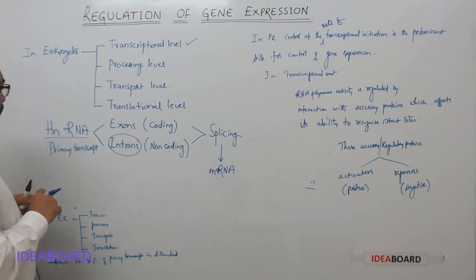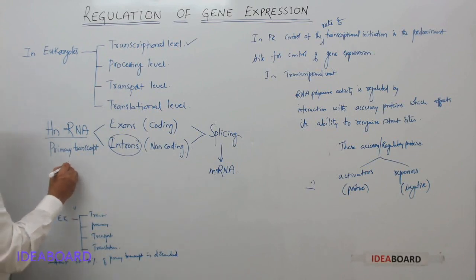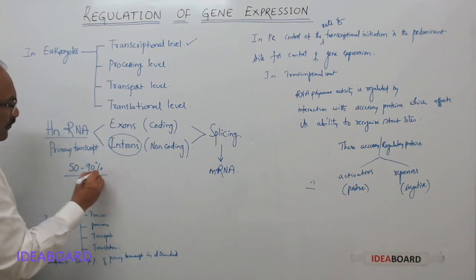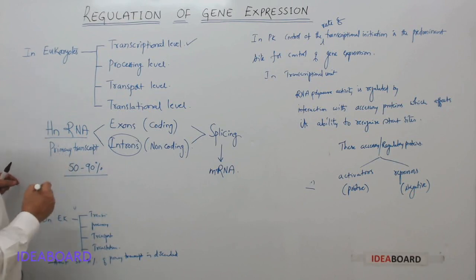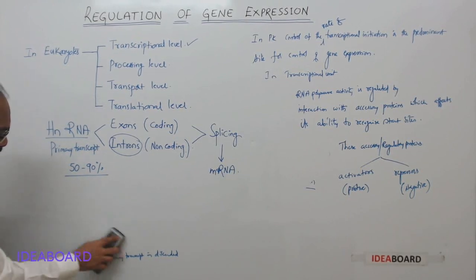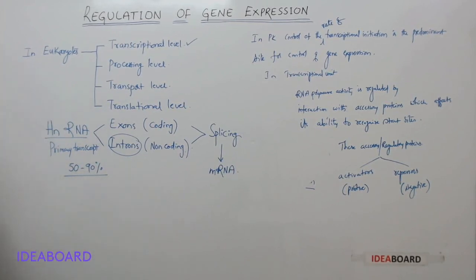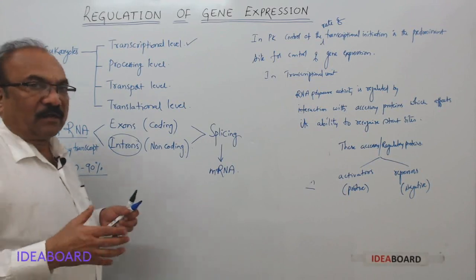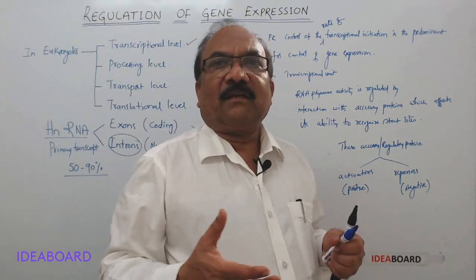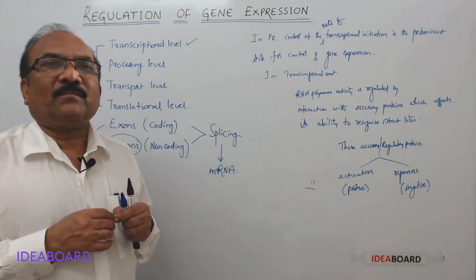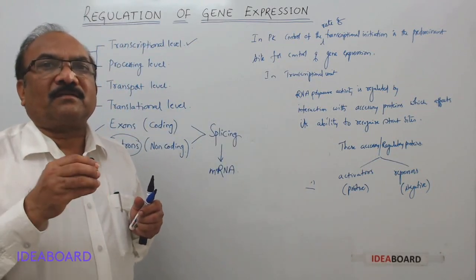And remember that during this processing, almost 50 to 90% of the hnRNA, or primary transcript, is discarded. 50 to 90% is discarded. That means the amount of intronic information is 50 to 90%. So exonic information is 10 to 50%.